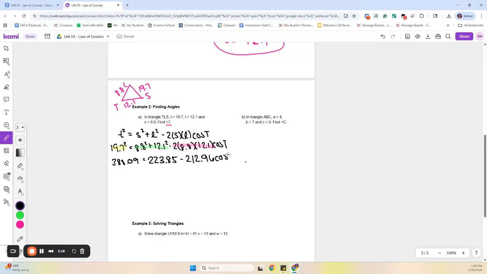212.96 cosine of t. Now, the most common mistake I see for this type of problem is that students will subtract these two things. They'll do 223.85 minus the 212.96. But you cannot subtract these two numbers. Why can't I subtract them? Because this 212.96 is attached to a variable. It's attached to cosine t.